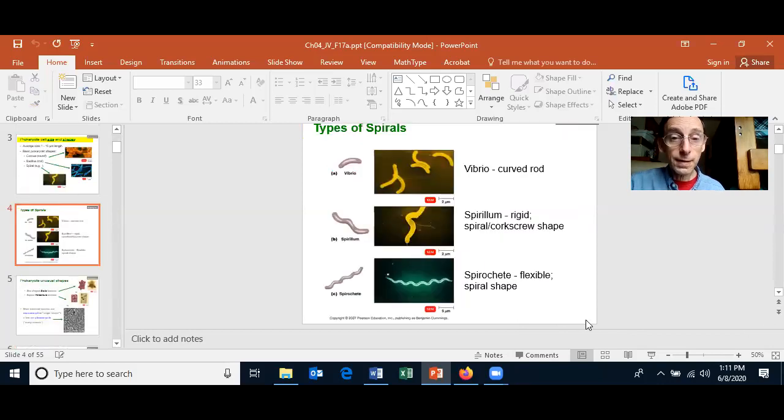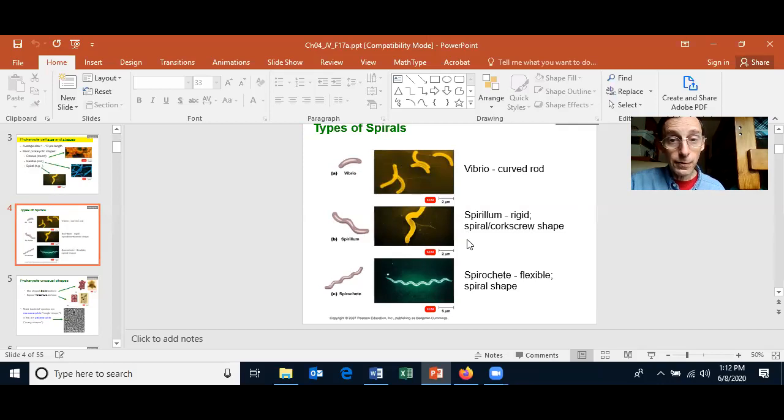There are different types of spirals, and you can argue, is a vibrio a rod or a spiral? We're not going to get into that argument. In this slide, they're listed as a spiral here and then a curved rod there. So even that's trying to avoid the argument. And they are a rod, but they're bent or curved.